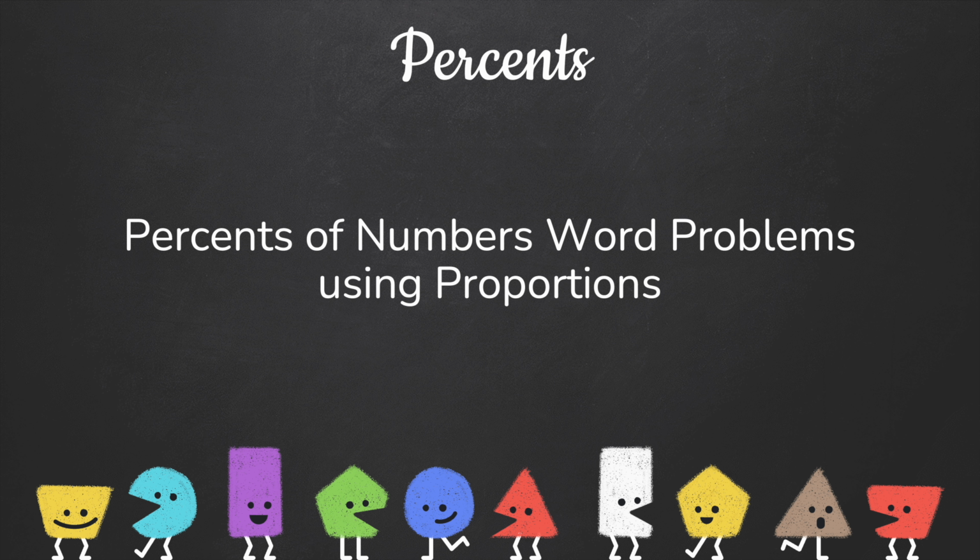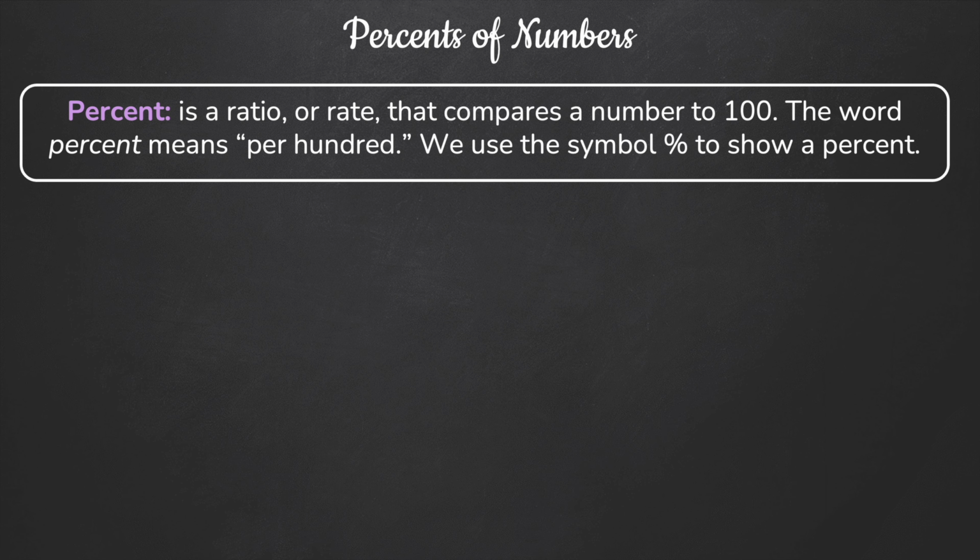Hello, mathematicians. Today we're going to be learning about percents, more specifically percents of numbers, word problems, using proportions. To get us started, let's quickly go over what a percent is. A percent is a ratio or rate that compares a number to 100. The word percent means per 100, and we use the symbol as shown to show a percent.